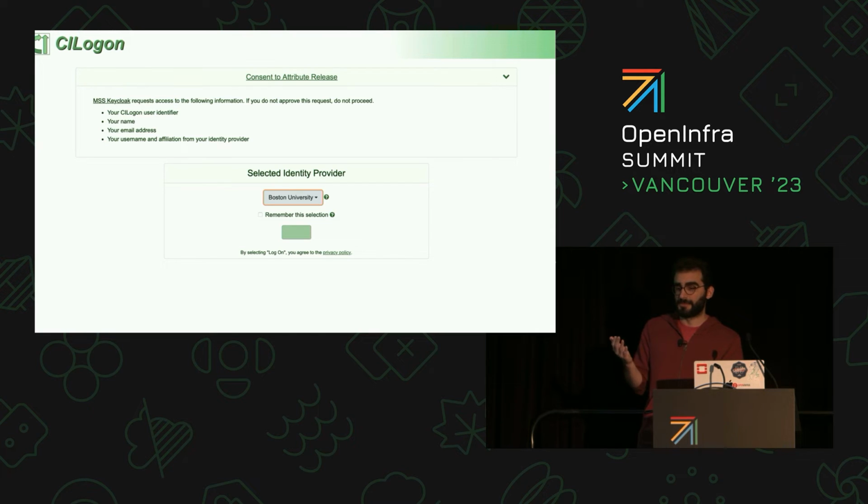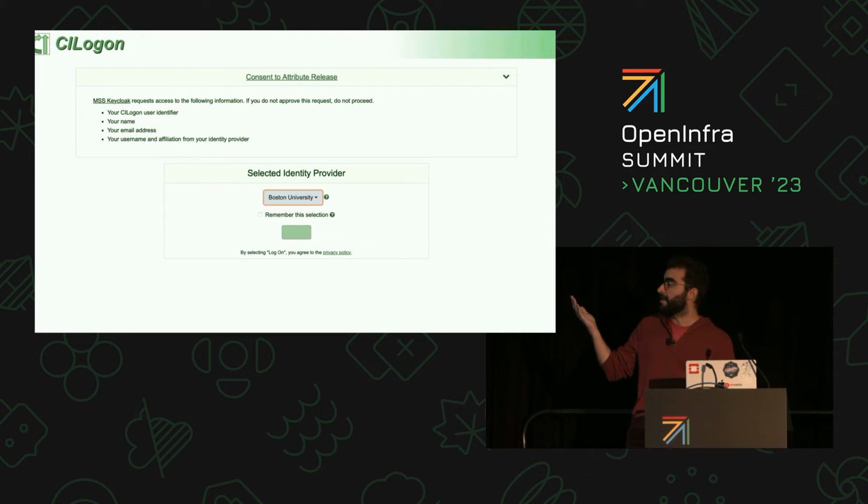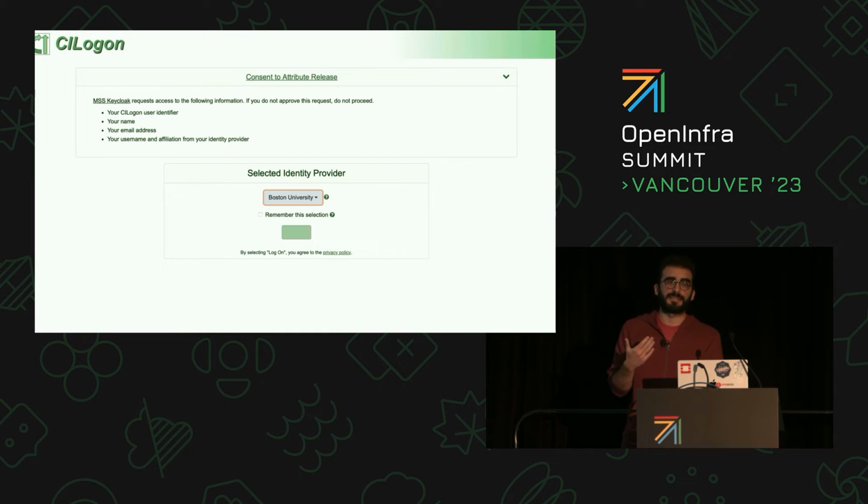In this case, for us, we use CILogon to interoperate with the InCommon federation. So all of the universities are part of it. If you click on the drop-down, you're going to see most of the universities in the US, and you can select your university, in this case, Boston University for me.